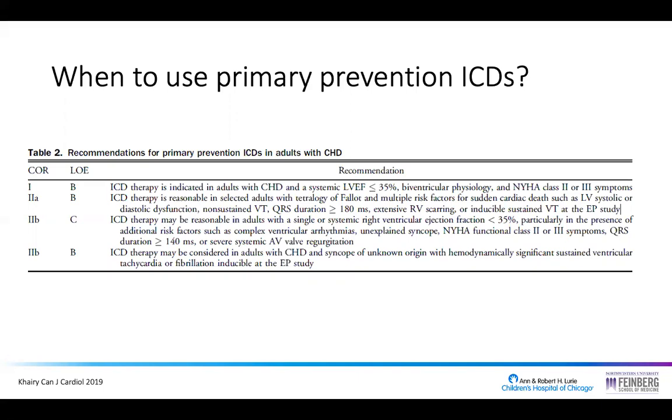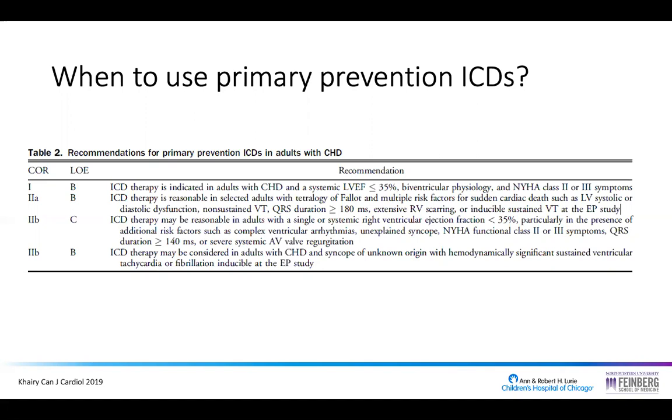That's a lot of boxes you have to check in order to have a class 1 indication providing prevention ICDs in congenital heart disease. 2A is restricted to tetralogy of Fallot because that's the only place we have good data. I told you at the beginning of this talk, I was going to talk a lot about tetralogy of Fallot. And unfortunately, that's because that's where most of our data resides.